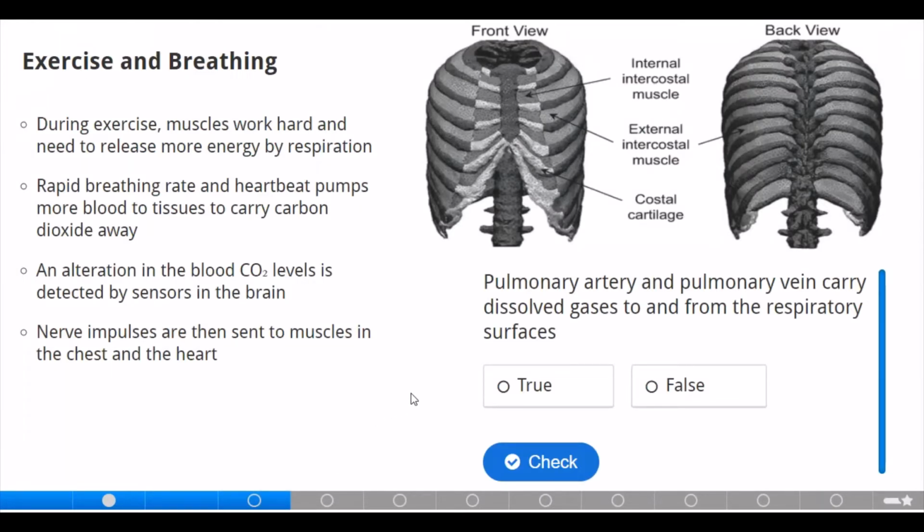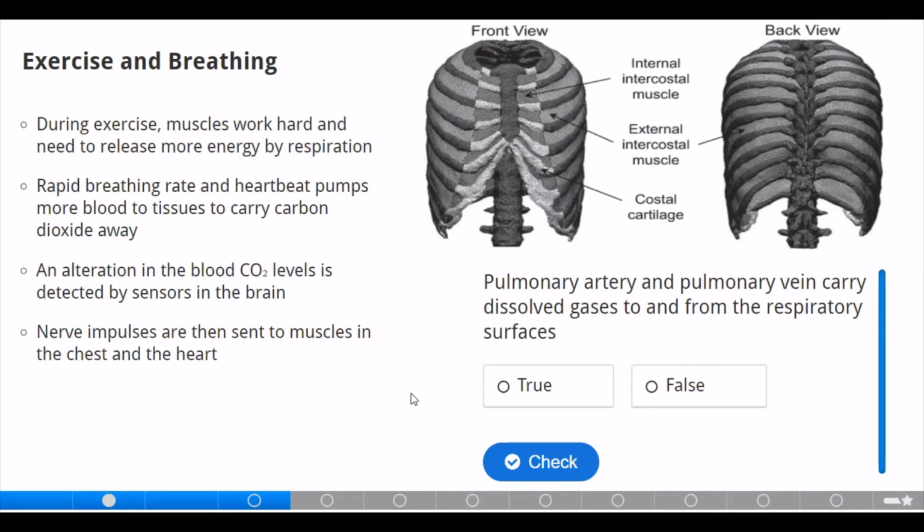Exercise and breathing. During exercise, muscles work hard and need to release more energy by respiration. Rapid breathing rate and heartbeat pumps more blood to tissues to carry carbon dioxide away. An alteration in the blood CO2 levels is detected by sensors in the brain. Nerve impulses are then sent to muscles in the chest and the heart. So on the right hand side, we see a picture of the human ribs, showing the internal intercostal muscle and the external intercostal muscle and the costal cartilage.